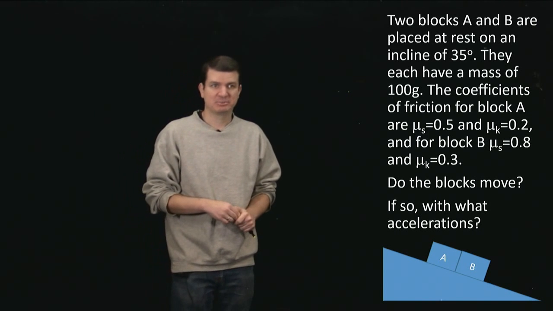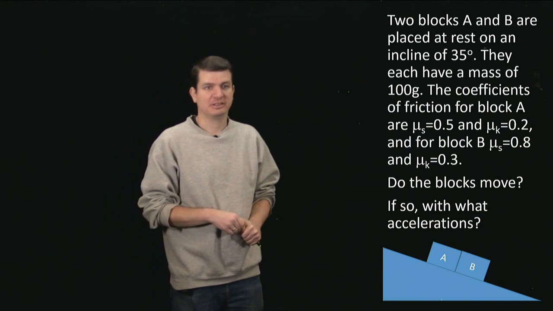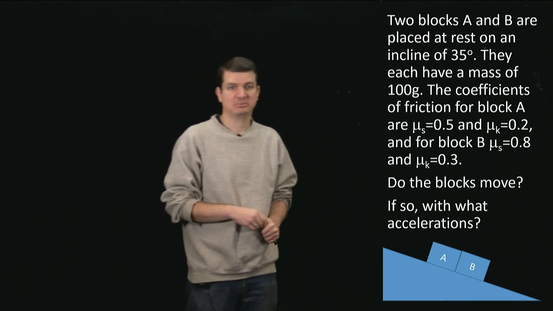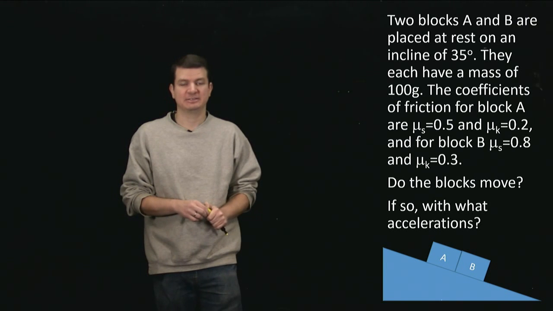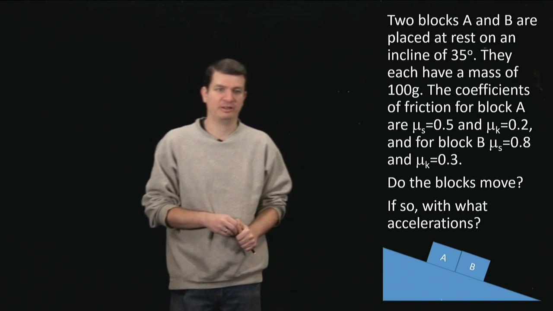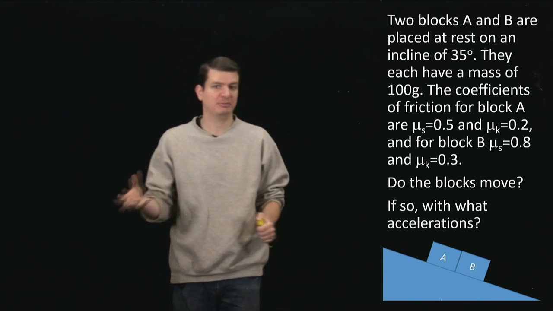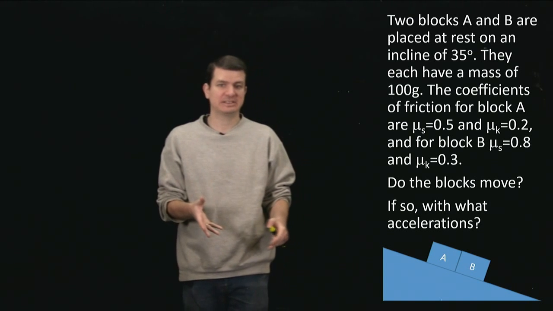So on the surface, this problem might seem a bit straightforward. We've got all the coefficients of friction, both the static and kinetic, and we've got the masses of the blocks. But then we realize, as we start to do this, there's a lot that could be happening. For instance, block A might sit still and then block B slide, or they might both slide.